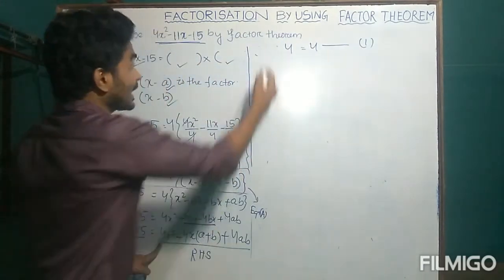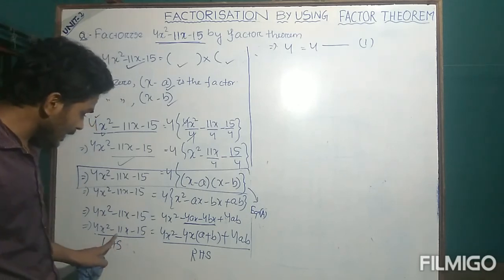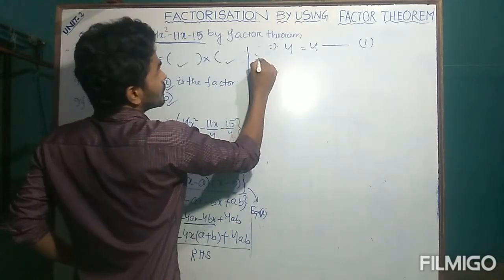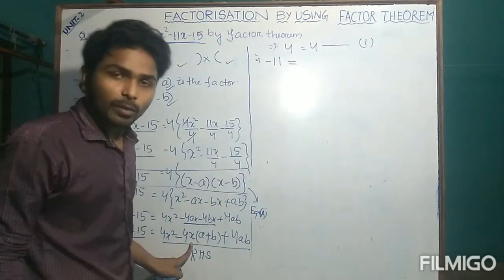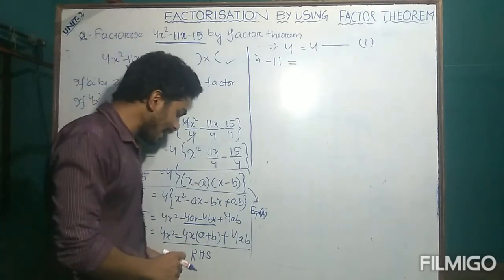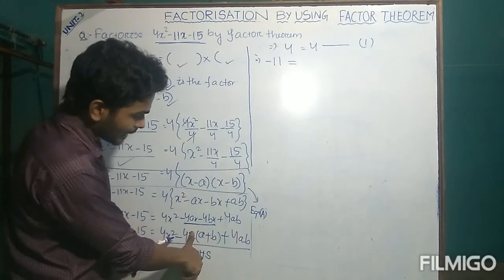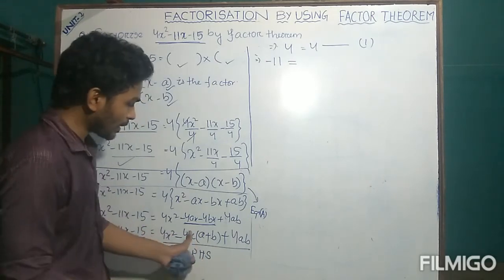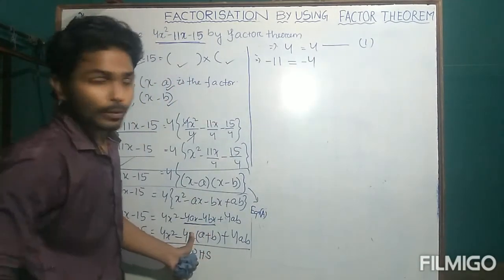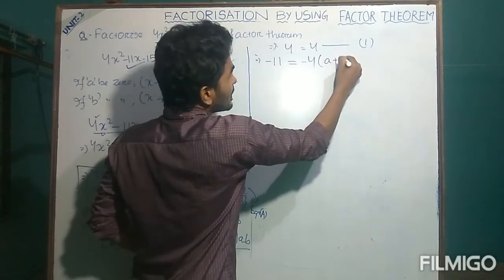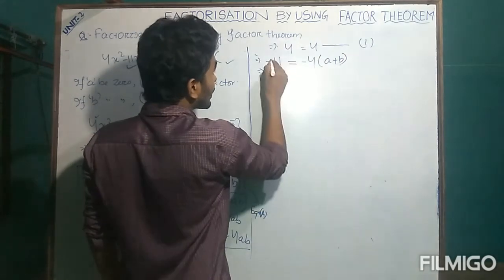Now in the second case, we have to compare the coefficient of x of LHS, that is minus 11. So minus 11 is equal to the coefficient of x of RHS. How can we find the coefficient of x? Simply you can remove x. Now you can see what is remaining. The remaining part is minus 4. So I am writing here minus 4. And the remaining part is a plus b, whole into a plus b. So this is the coefficient of x. Now write it in the converse way.